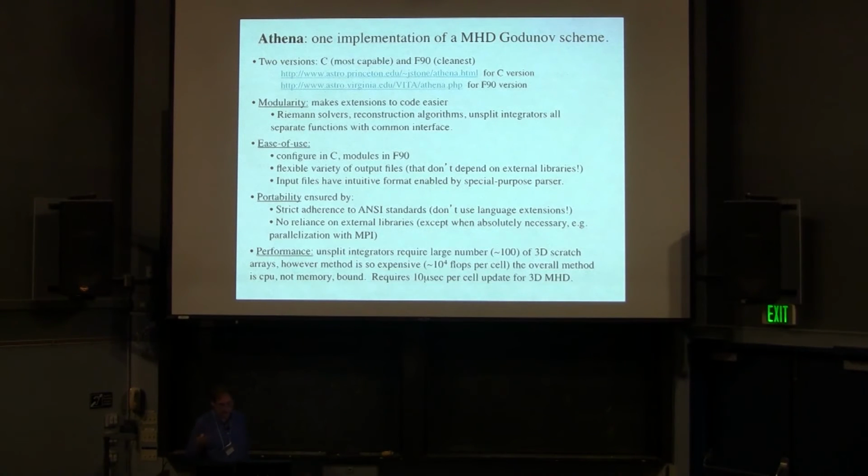So what does Athena consist of? There are 2 versions, the C version and the Fortran 90 version. The Fortran 90 version hasn't been updated in quite a while, so it's fallen quite far behind. By far the most capable version is the C version. It's very modular, so that makes changing things very easy. All the reconstruction algorithms can be swapped in and out easily. It's very easy to use. You can tell me whether that's true or not.